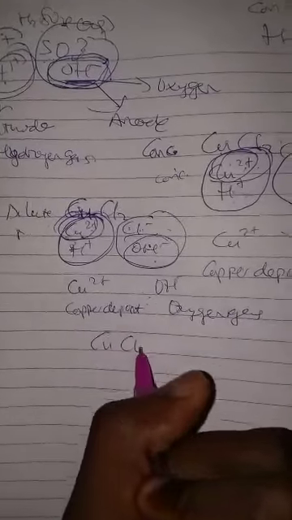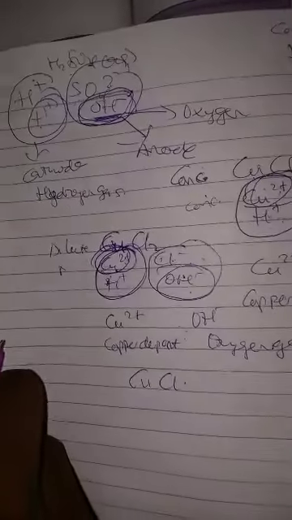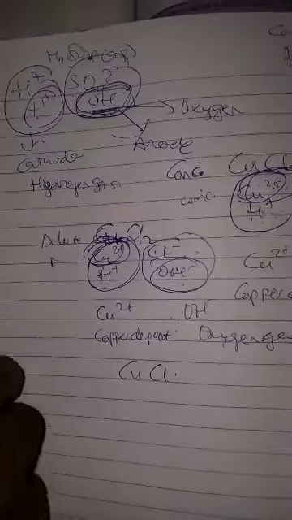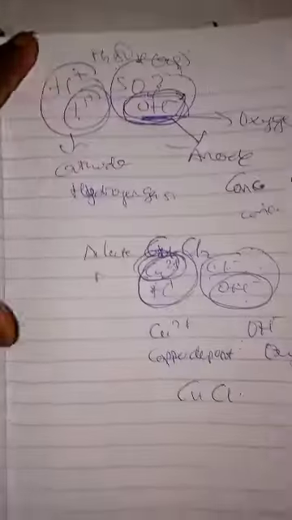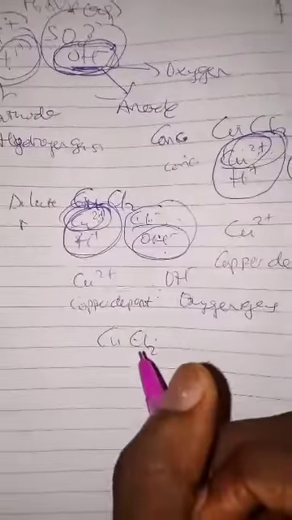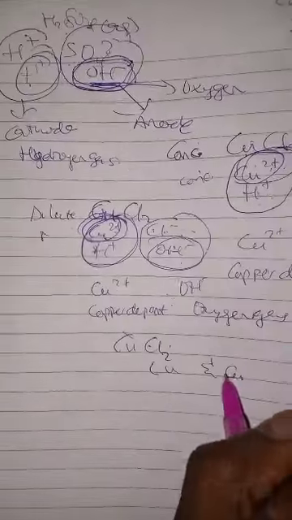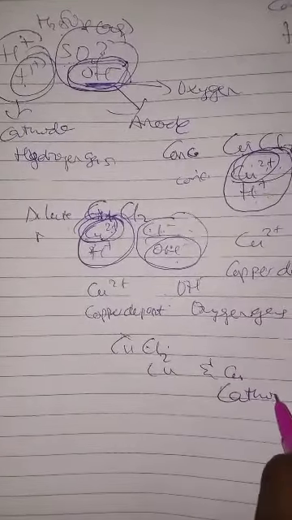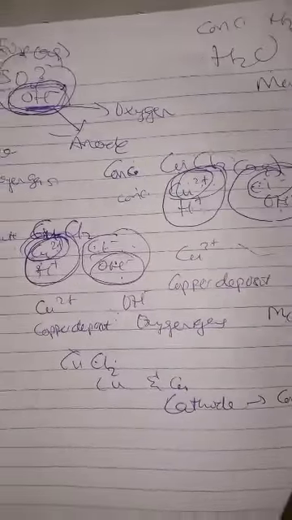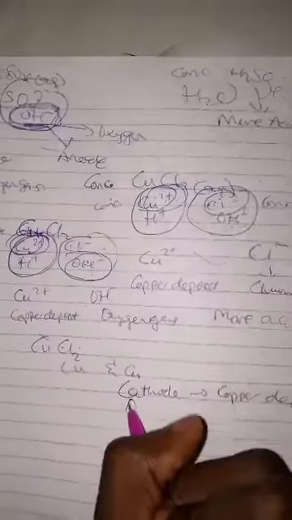Next one. You have concentrated copper 2 chloride or concentrated copper 2 sulfate. It's the same thing, but there's a difference because here we have copper and copper electrodes. How do we address that? I've already told you, when you are using copper and copper, everything is copper. At the cathode, copper is discharged, copper deposits. Then at the anode, copper dissolves.